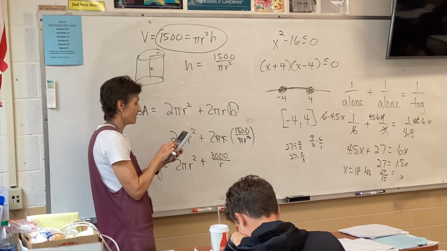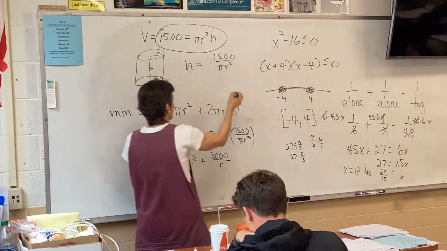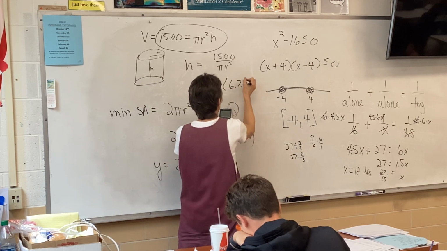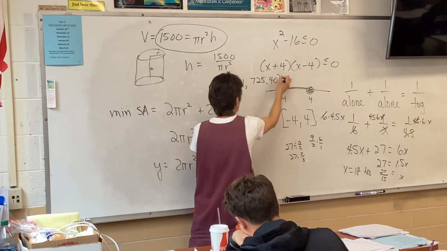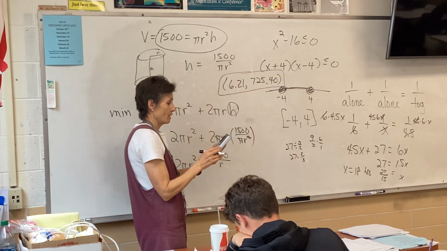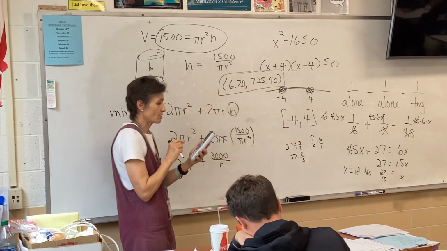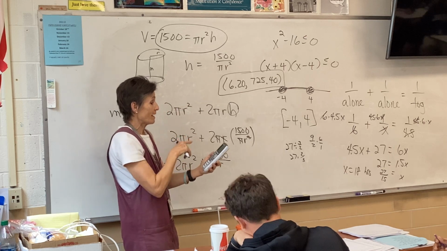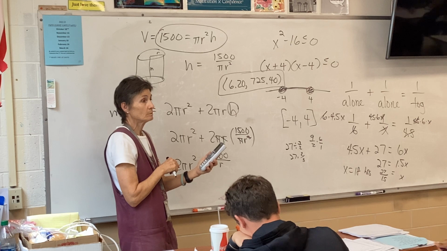And anybody got it yet? The minimum point is, did you say 6.21, comma 725.40 basically? Oh, it is 6.20, thank you, I remembered wrong. When you're my age, things don't look right, but yeah, 6.20 and 725.40.